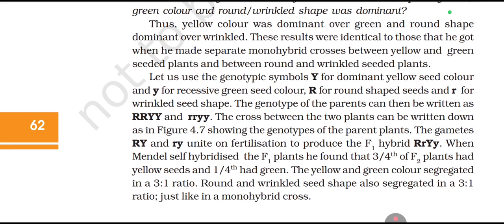When Mendel self-hybridized the F1 plants, he found that 3/4 of F2 plants had yellow seeds and 1/4 had green. The yellow and green color segregated into a 3:1 ratio. Round and wrinkled seed shape also segregated in a 3:1 ratio, just like in a monohybrid cross.